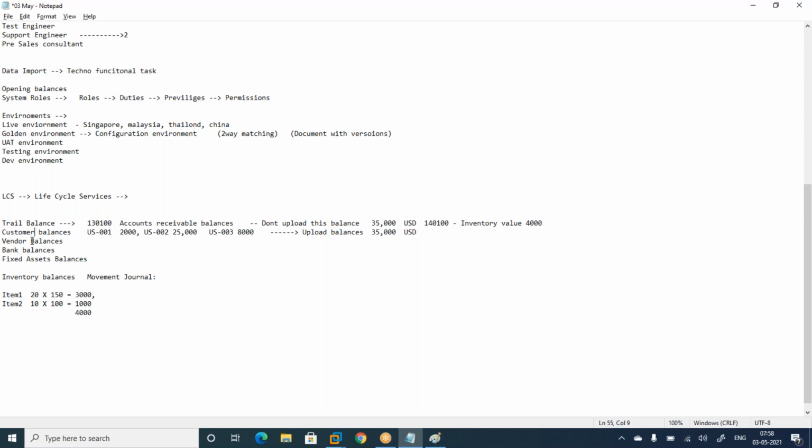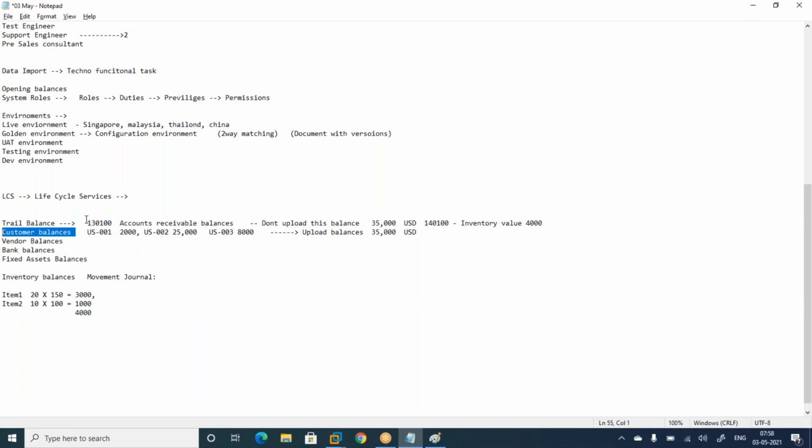Customer is a subledger, vendor is a subledger, bank is a subledger, fixed asset is a subledger. All are subledgers. Subledger balances, I will not upload the ledger account. I will upload only customer balances. Then if the customer balances are posted, the customer posting profile is already mapped. Using that one, it will post to the corresponding account. Am I right? Okay, what about other accounts? Debit those accounts. What about other accounts?